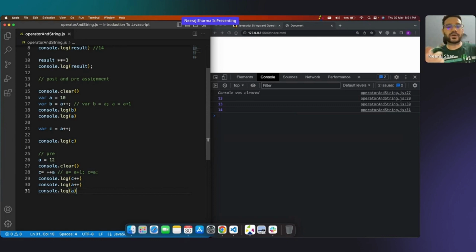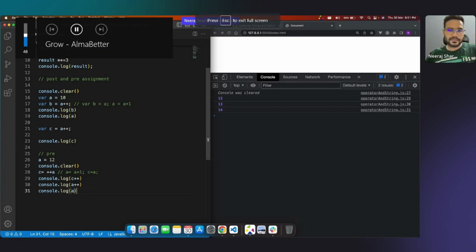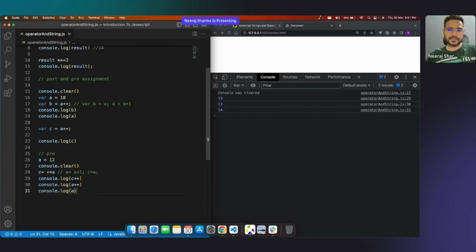Similar to this plus plus, you can also do minus minus. Okay. So same thing will happen. You will be decrementing it by 1, right? I hope you guys are getting what I'm saying. Anyone has any doubt? Should I show you that thing or is it clear enough?